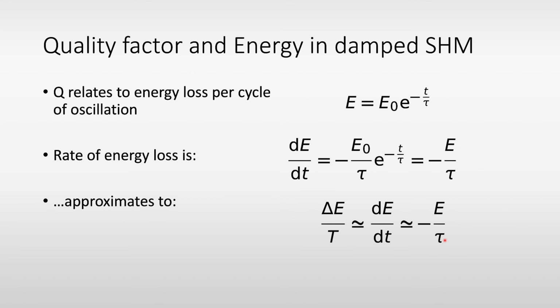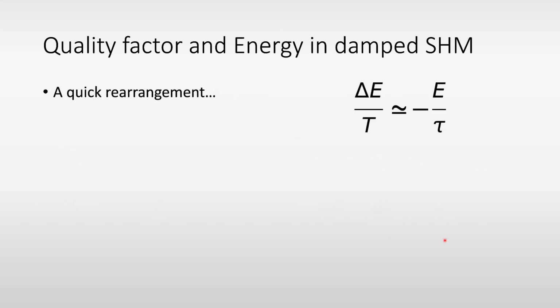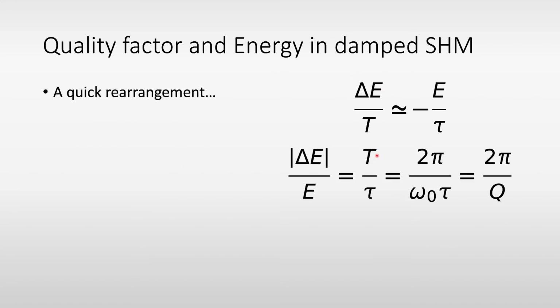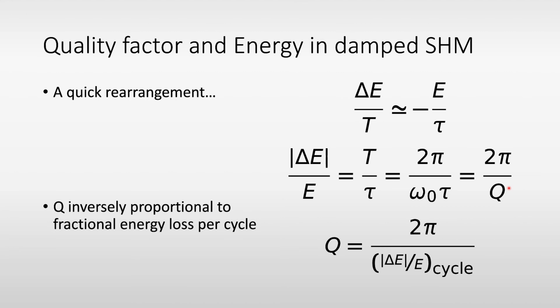Why are we doing this? Well, let's bring it forward into the next step of the derivation. When we take this expression for the rate of change of energy, we can say that we have an expression for T, which is 2 pi over omega 0, divided by the characteristic decay constant, and we can relate the change in energy to the quality factor. What this means is that the quality factor is inversely proportional to the fractional energy loss. This term, delta E by E, is the fractional energy loss per cycle.